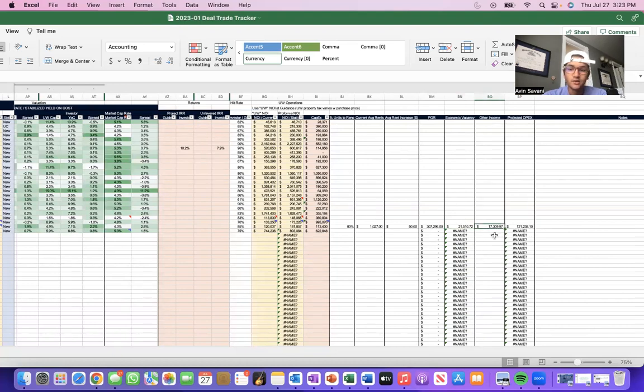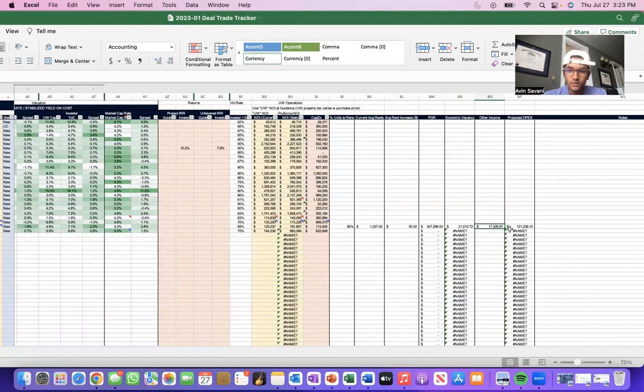And then lastly, or the last 2 things, other income. That's how much income they're getting from application fees, lease fees, parking garage fees, all the necessary fees that are in a normal apartment building.